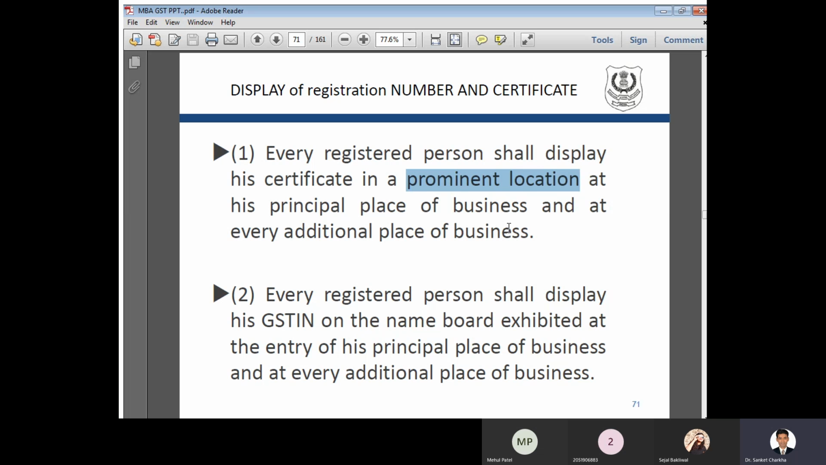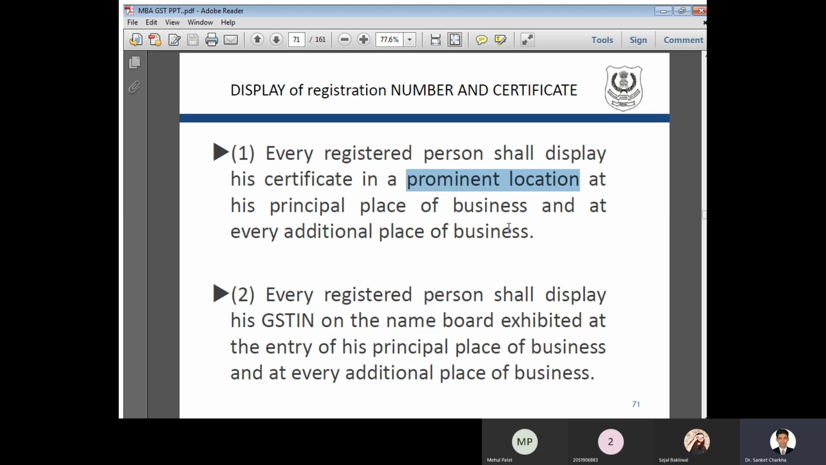Every registered person shall display his GST number on the name board exhibited at the entry of his principal place of business and at every additional place of business. So another essential requirement is that the registration number must be displayed on your board also. Wherever your name board is exhibited, the GST number must be properly displayed so that it is visible to everyone looking at your board.